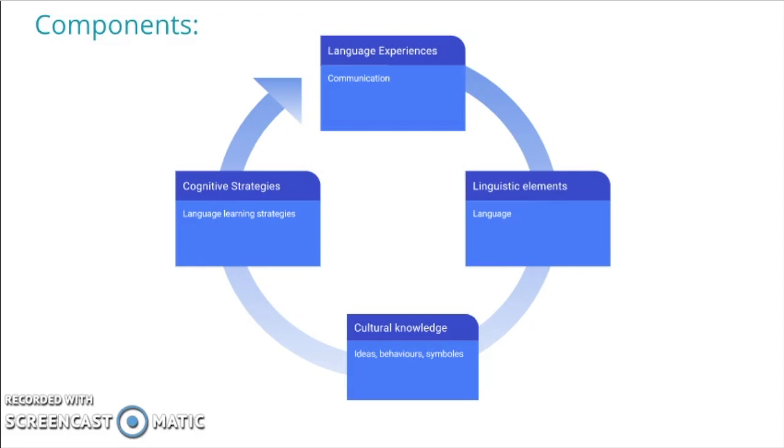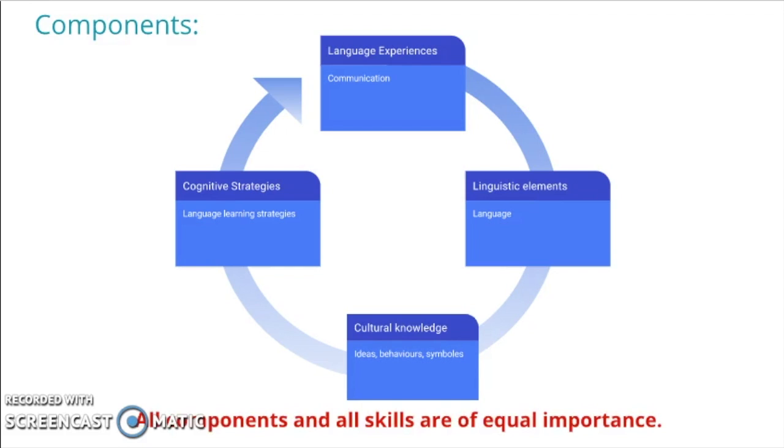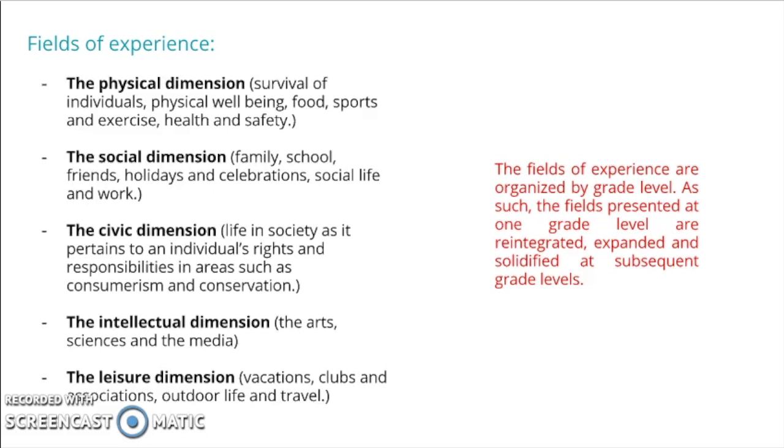And then cognitive strategies. You'll notice that this is in a circle, and that's because everything is connected and they feed off one another. So as you learn the linguistic elements, you're going to be learning cognitive strategies, which means you're going to be having language experience and you're going to be having communication, which is in itself embedded in culture. So you've got this cyclical nature of learning language. And of course, all skills and components are equal in importance. So the fields of experience that we're going to be going over in the 9-year program are the physical dimension, the social dimension, the civic dimension, the intellectual dimension, and the leisure dimension.